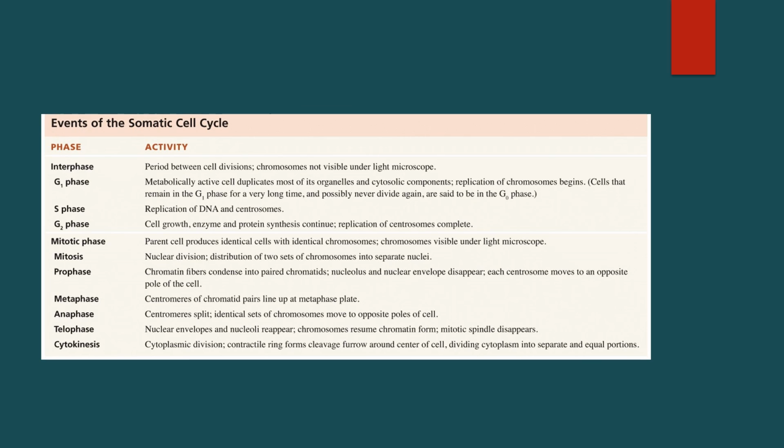Here's a nice summarizing table of all the events of a somatic cell cycle. Again, somatic cell just means all of your body cells. It includes all the phases we discussed and the activities of those phases.